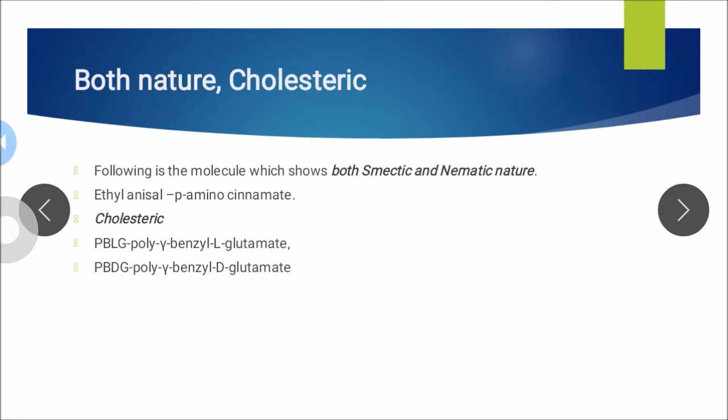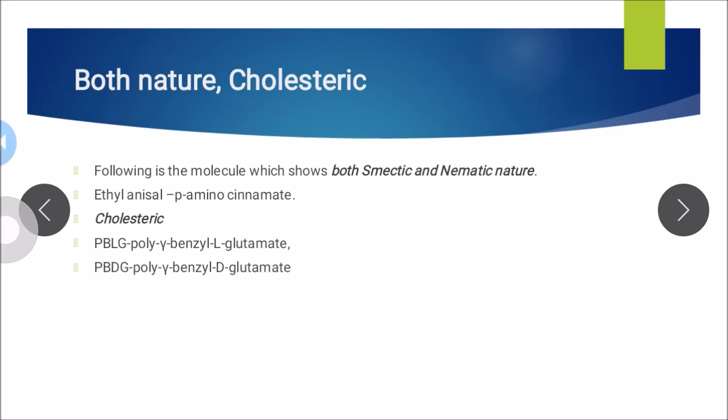There are some materials, and I am giving you one material, which shows both the smectic and nematic properties: ethyl anisal p-aminocinnamate. This liquid crystal shows both smectic nature and nematic nature. These types of materials show both smectic and nematic nature. And there is one more type that we have seen already in the classification.